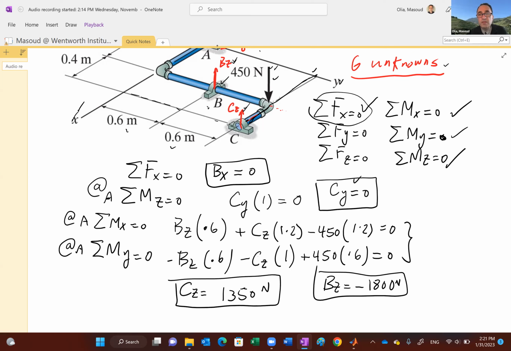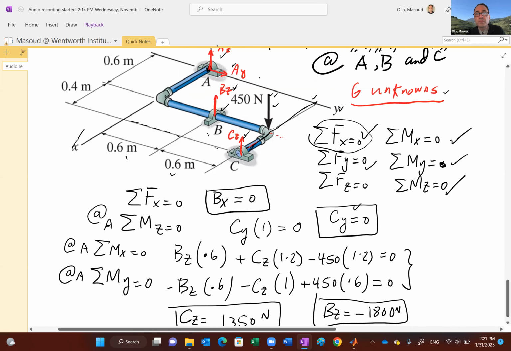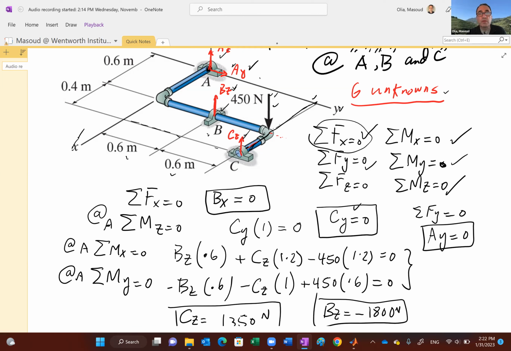And then the last thing left. We didn't use the equation sum of the forces in Y equals 0, because if the sum of the forces in Y equals 0, the only force left in the Y direction is A sub y. Remember, C sub y became 0. So A sub y must be 0. So even this one is gone. Say goodbye to this one.